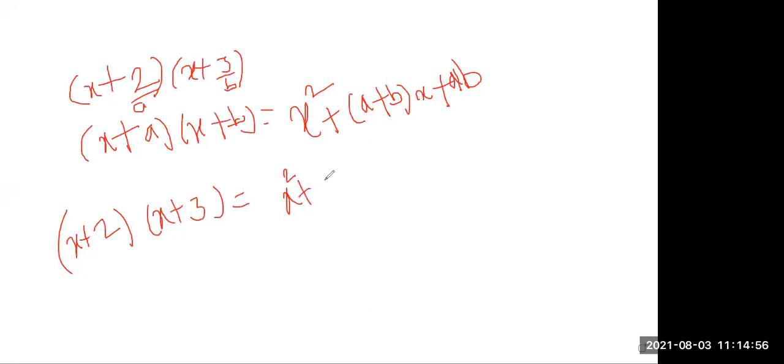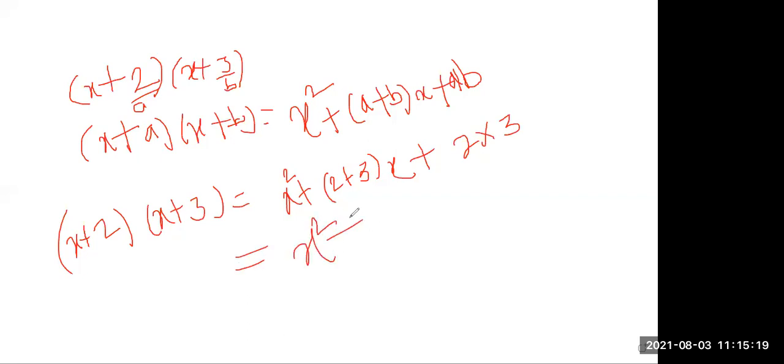Plus a. What is your a? 2. And what is your b? 3. So (2+3) into x as it is, plus ab. Ab means 2, and here a multiplication sign, 2 into 3. So what will you get? x square, 2 plus 3 is 5, and this x as it is, plus 2 threes are 6. So we'll get this answer.